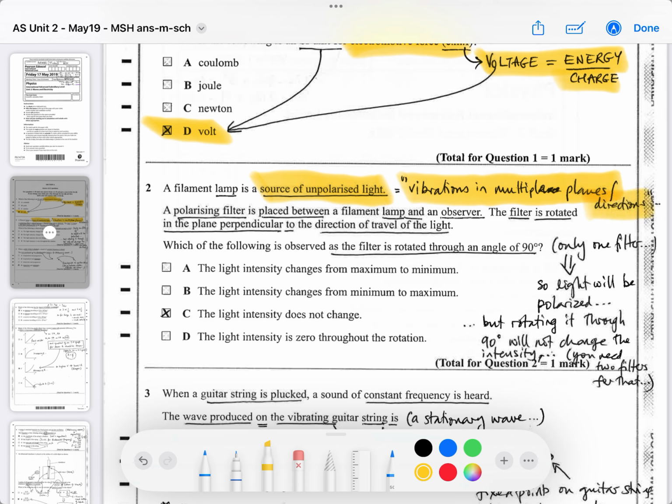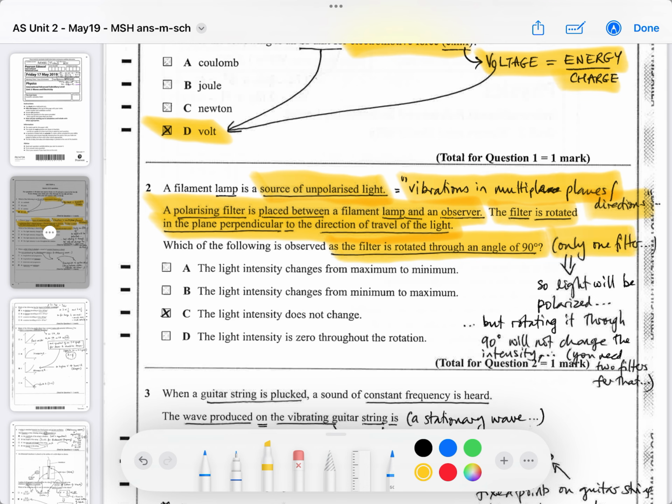All planes. So then a polarizing filter is placed in between the lamp and the observer, okay? The filter is rotated in the plane perpendicular to the direction of travel of light, okay? Which of the following is observed as the filter is rotated through an angle of 90 degrees, okay? So the light intensity does not change, it says.